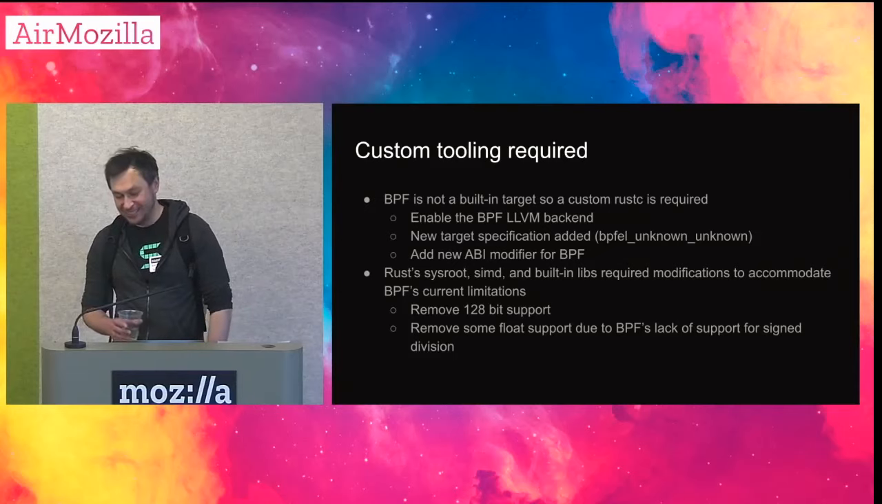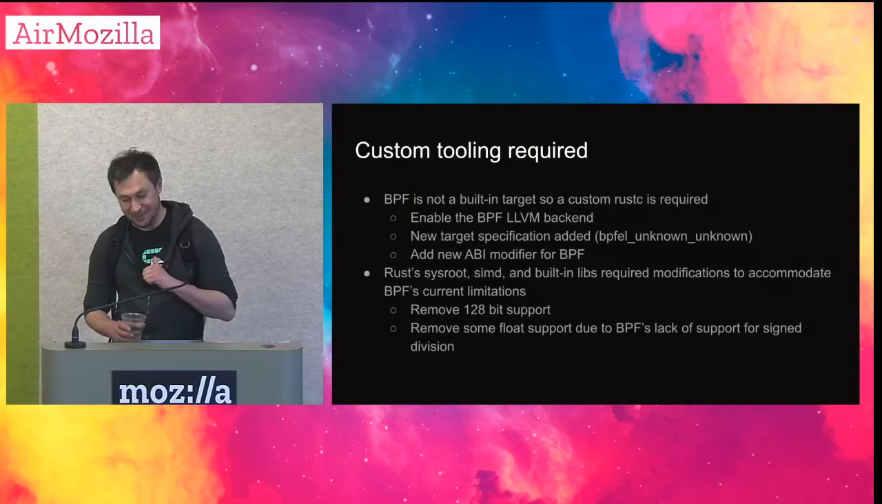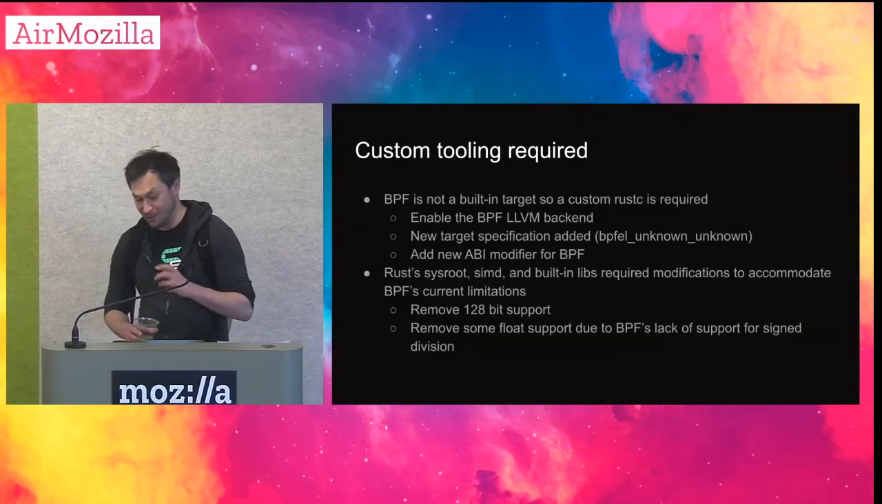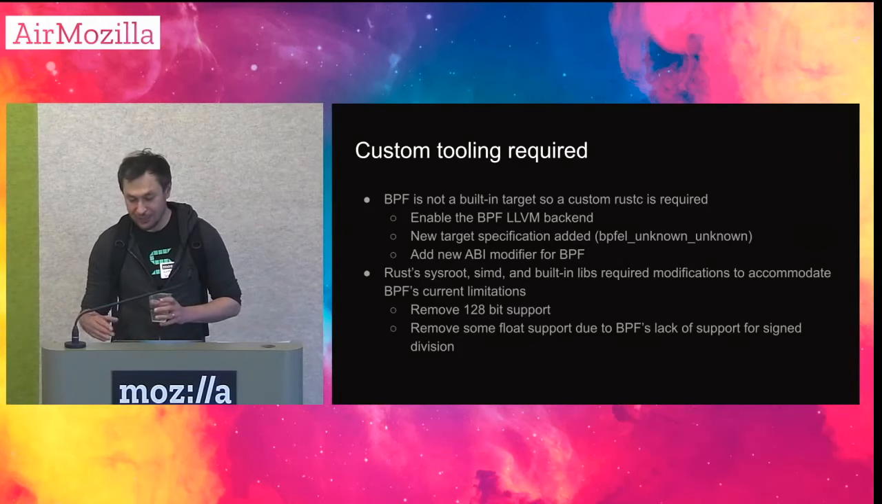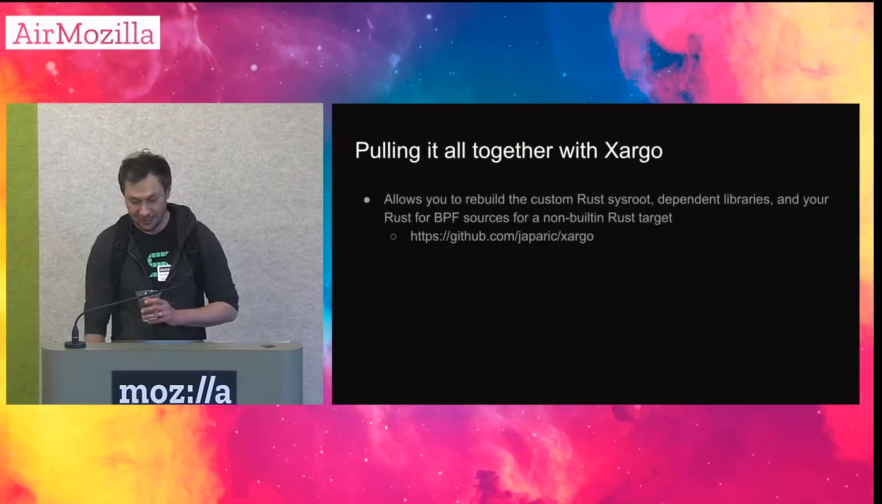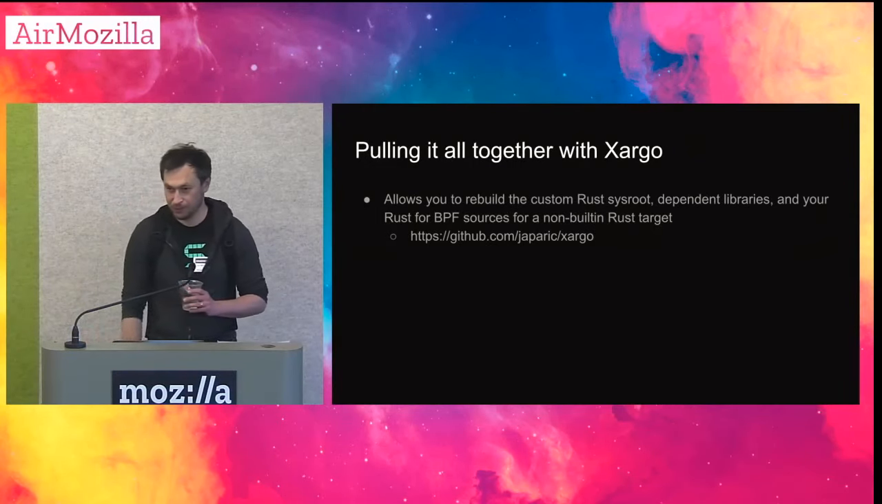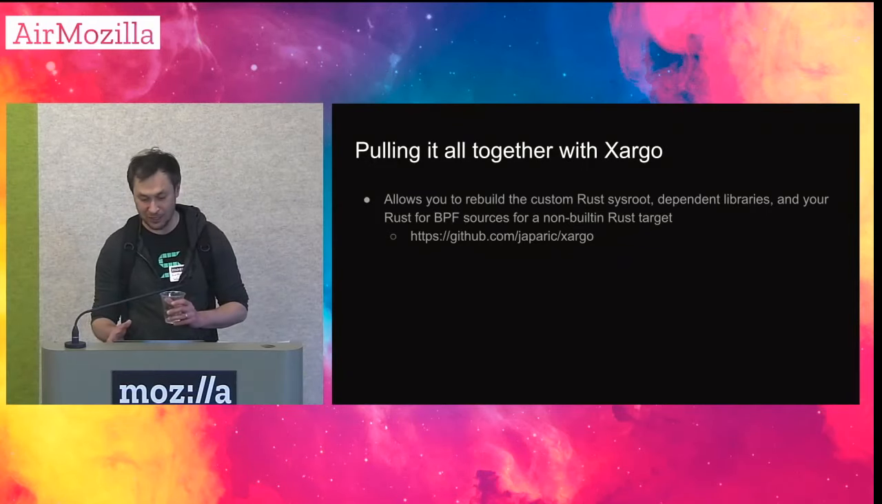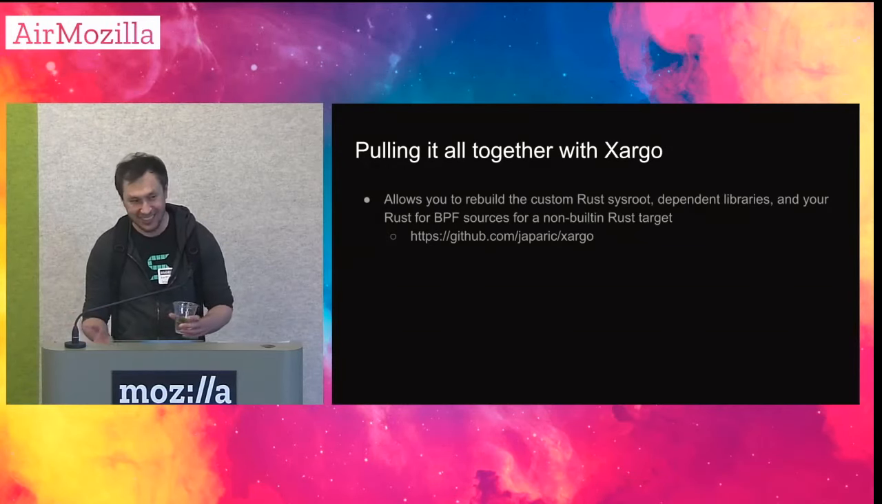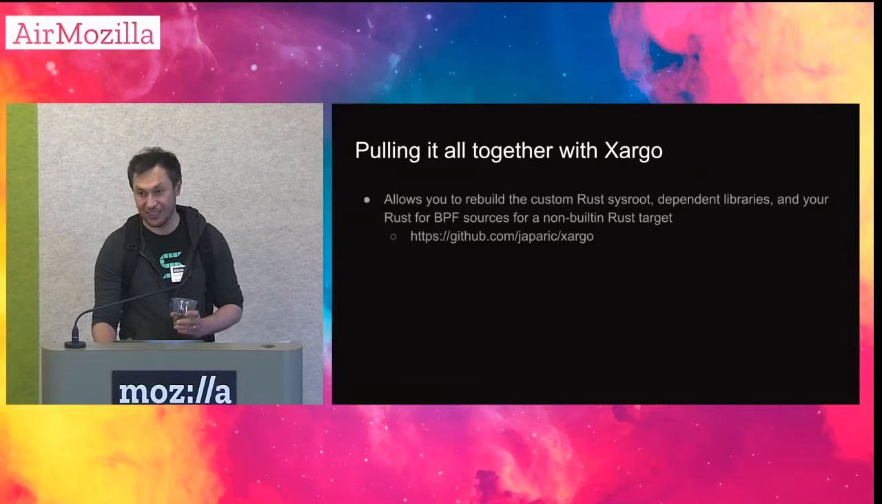So BPF is not a built-in target, so custom Rust is required. So we added a new target in our fork. We added a new ABI modifier to BPF. All Rust sysroot and SIMD and all these built-in libs require modifications to accommodate. We can't do 128 bits. We can't do some floating points because there's no support for signed division. Signed numbers are hard. But this awesome project, Xargo, I don't know if you're working on this. It's a wonderful project. You can take all the stuff that we forked and put it together into the package manager. It's great. So all this work is actually very easy to leverage.